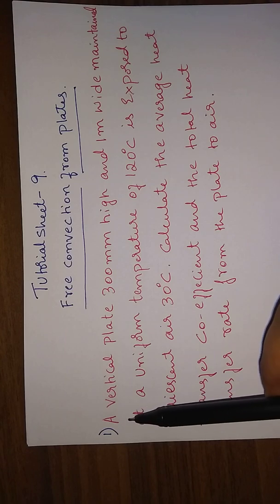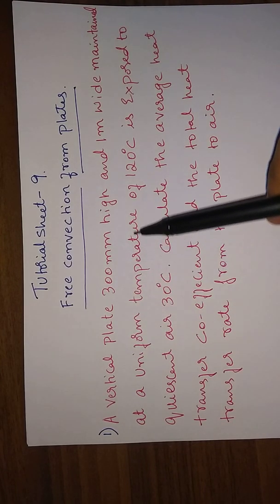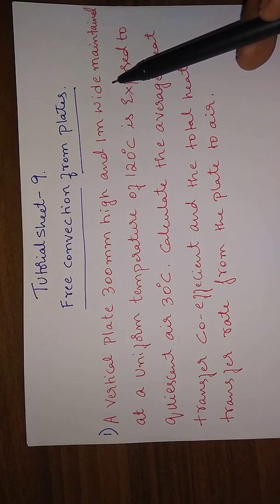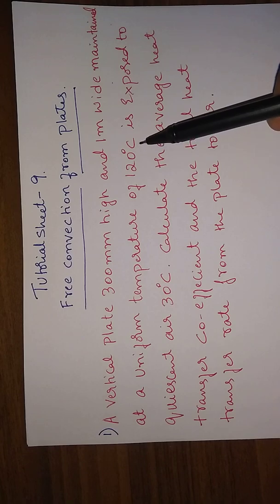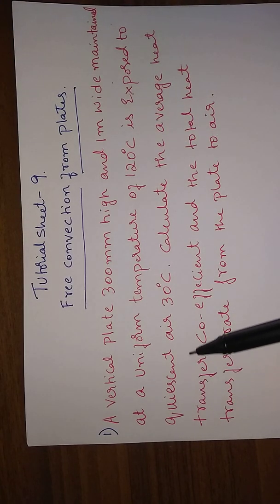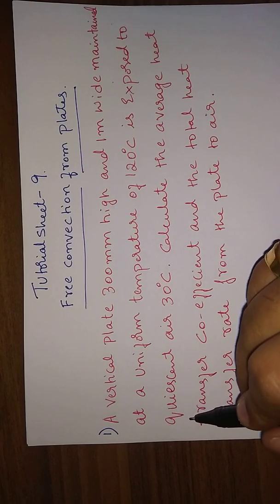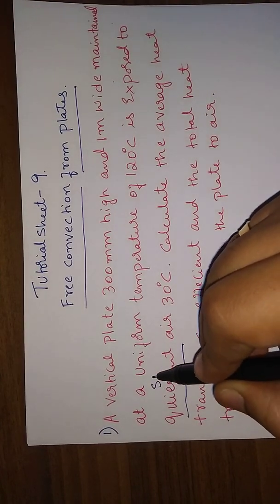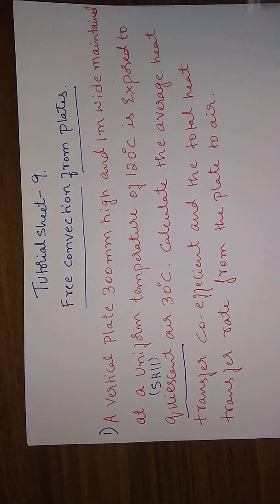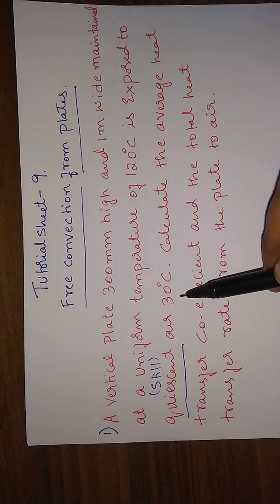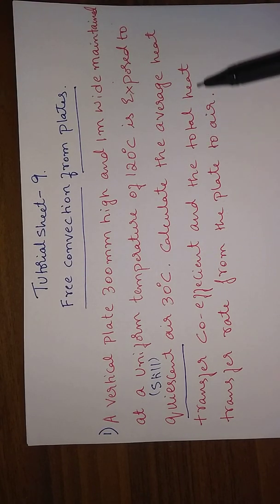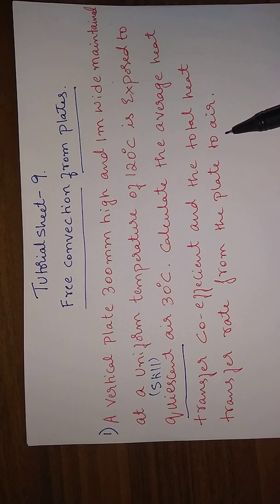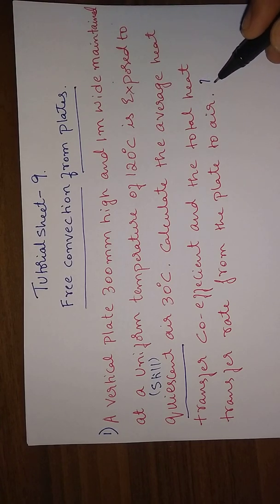You can read here: a vertical flat plate 300 mm high and 1 meter wide, maintained at a uniform temperature of 120 degrees centigrade, is exposed to quiescent air. Quiescent means still air, meaning there is no movement. The quiescent air is at 30 degrees centigrade. Calculate the average heat transfer coefficient and the total heat transfer rate from the plate to the air. This is the question in tutorial sheet number 9.